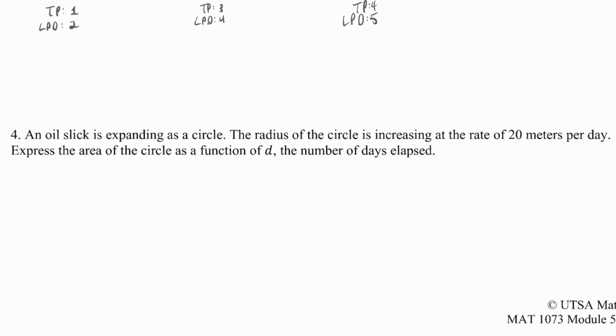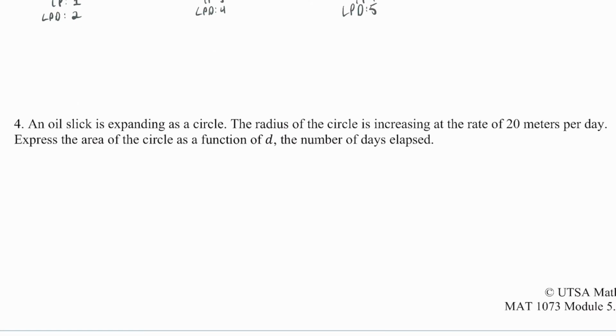Okay, so this one. An oil slick is expanding as a circle. The radius of the circle is increasing at the rate of 20 meters per day. Express the area of the circle as a function of d, the number of days elapsed. Okay, so the radius of the circle is increasing at a rate of 20 meters per day. It doesn't tell us what the starting point is, but an oil slick kind of makes it sound like this is like an oil spill. So I guess we could assume that at a point in time where 0 days have elapsed, how about that? That's the beginning. So I could say that the radius is 20 times d, the number of days. So in half a day, 10 meters, right? In 2 days, 40 meters.